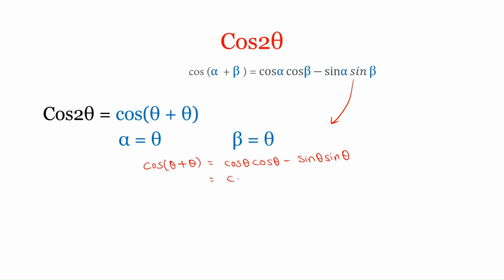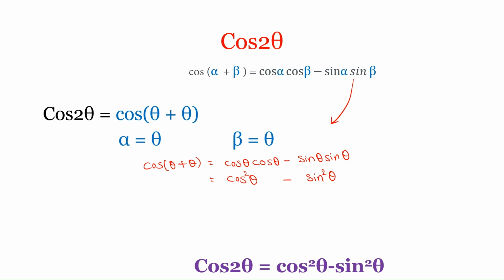So cos theta into cos theta is nothing but cos square theta and sin theta into sin theta is sin square theta. So this gives the formula for cos 2 theta, which is equal to cos square theta minus sin square theta.